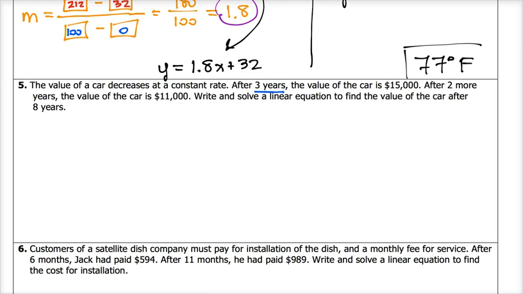We're given a time and a value at 2 different intervals, 3 years and $15,000, and then 2 more years and $11,000. So let's write out those ordered pairs. The first ordered pair is pretty simple. It's going to be (3, 15,000).